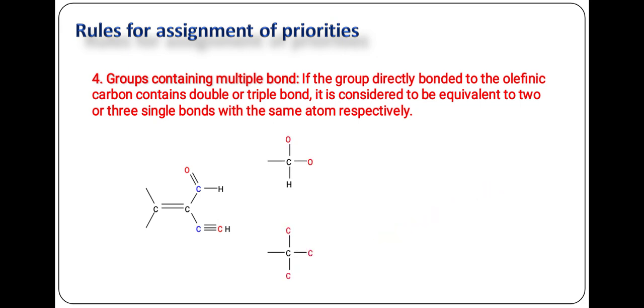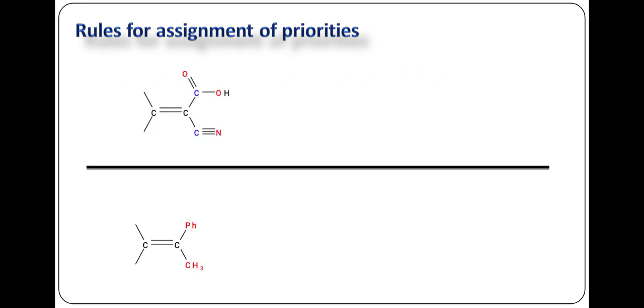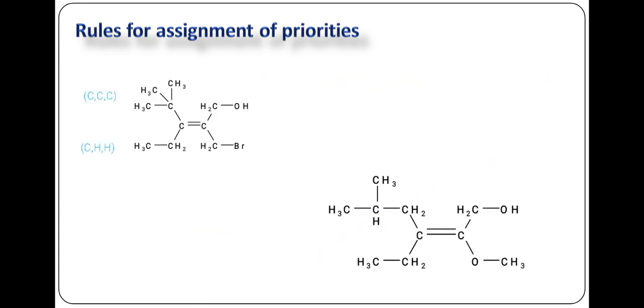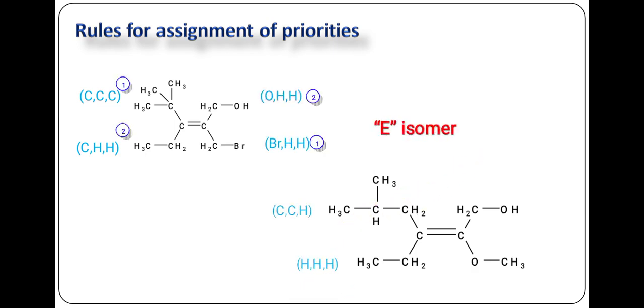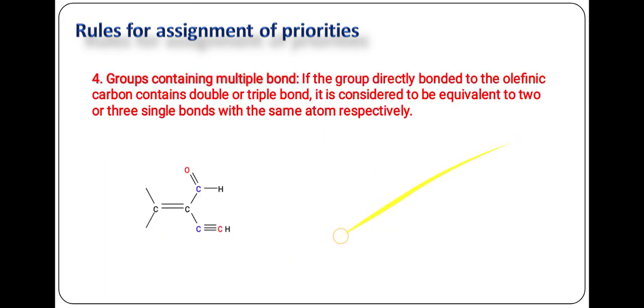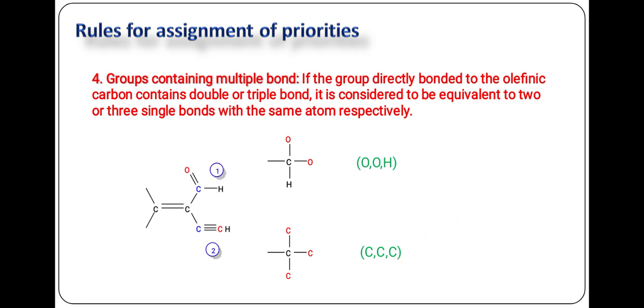See here the example. Different examples are there. Here carbon is directly attached to 2 oxygens, and here carbon is directly attached to 3 oxygens. So we have to take the priority: oxygen, oxygen, hydrogen, and then carbon, carbon, carbon. Here the priority order is given according to the carbon directly attached to oxygen, and here the carbon is directly attached to carbon. So priority goes to carbon double bond oxygen.